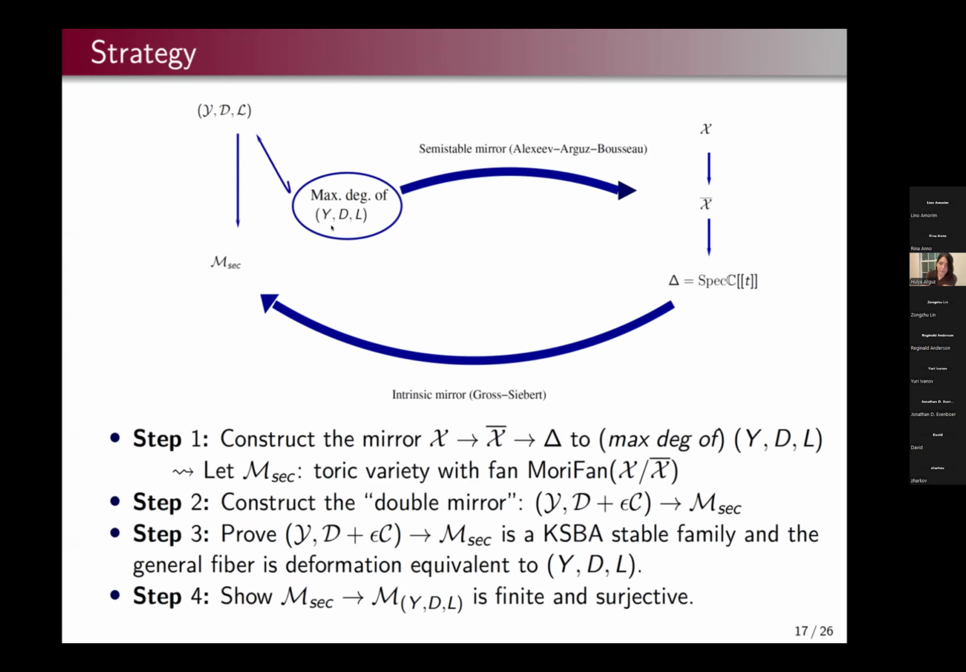Okay, so we are constructing a semi-stable mirror, and because it's semi-stable now, it satisfies all the nice properties where you can apply Gross-Siebert mirror symmetry and talk about the mirror family, and Gross-Siebert will show that you can obtain a family of log Calabi-Yau surfaces over this toric variety. And the subtlety in our proof is to show that when you obtain the stable mirror family, it's a KSBA stable family, and showing something is stable is technically a subtle point. I will mention the proof soon.